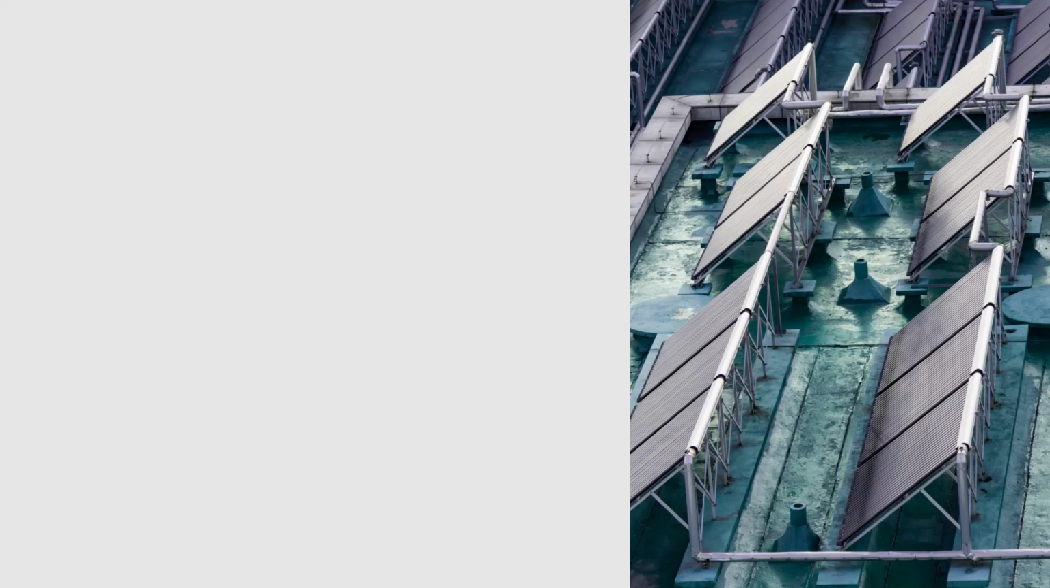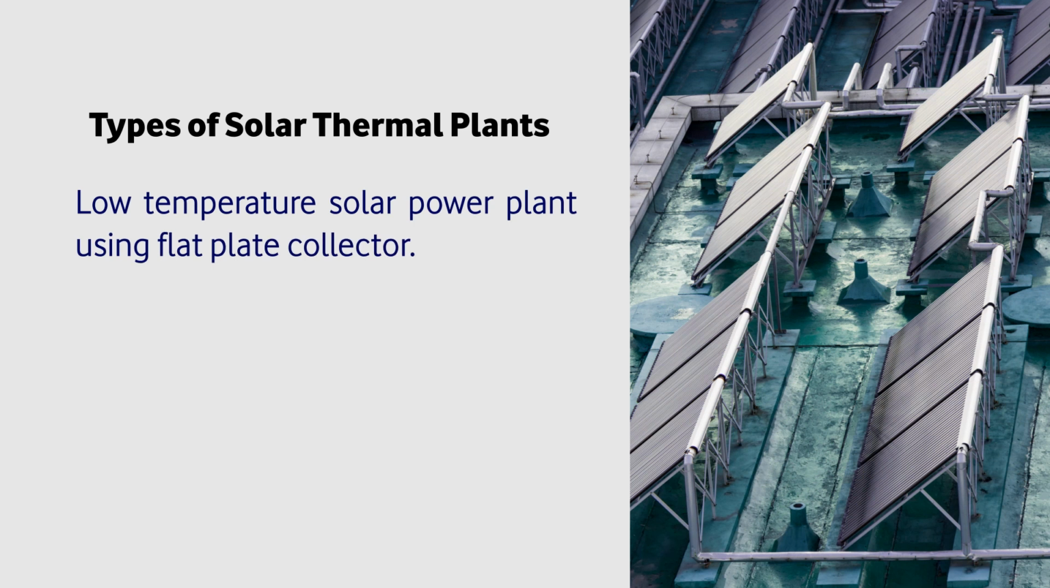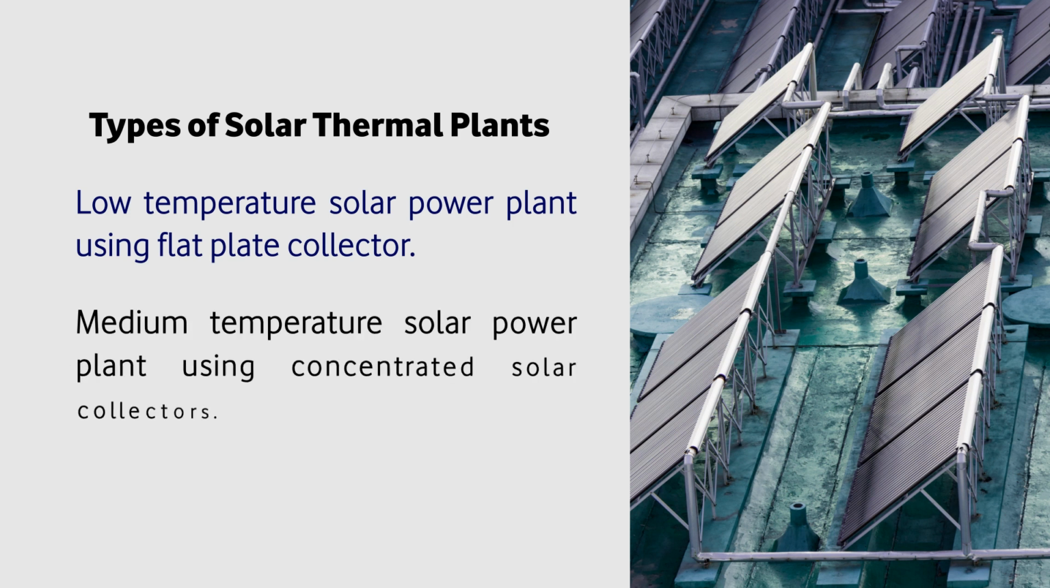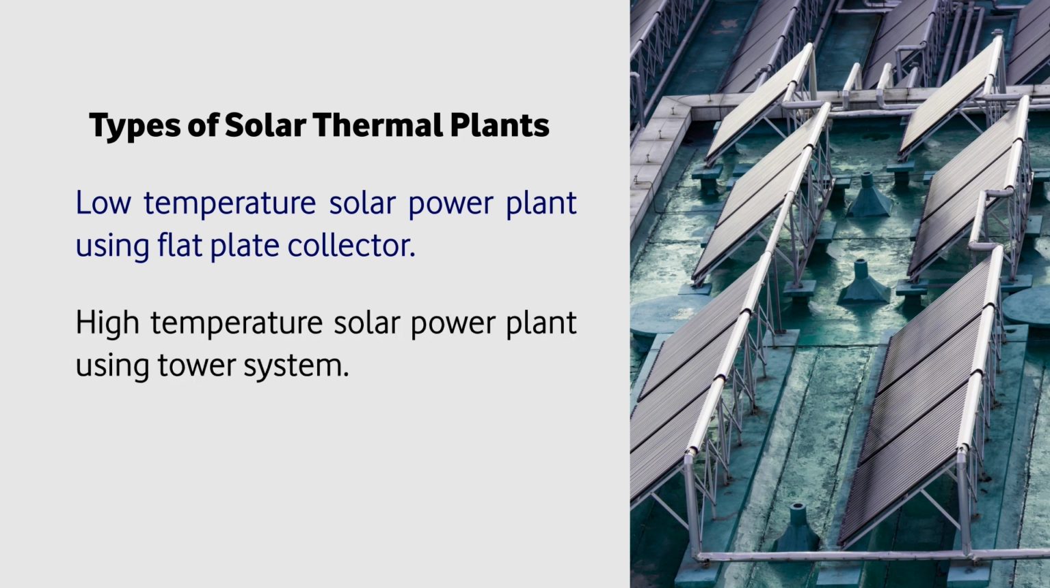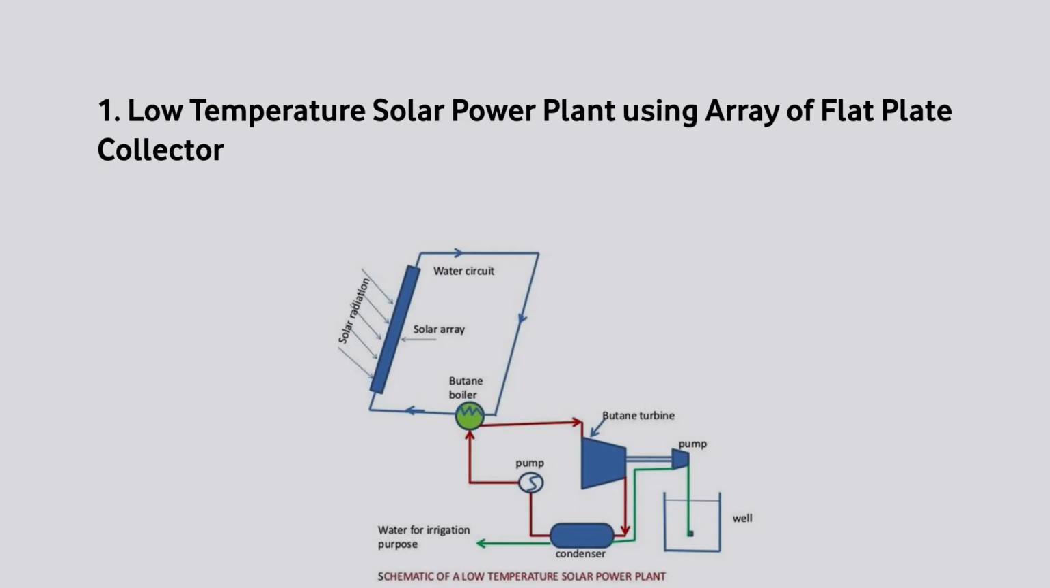Now we will discuss different types of solar thermal plants. In an effort to utilize solar energy for power generation, various systems are classified. First one is the low temperature solar power plant using flat plate collector. Second is the medium temperature solar power plant using concentrated solar collector, and third one is the high temperature solar power plant using tower system. So first we will discuss the low temperature solar power plant using array or flat plate collector.